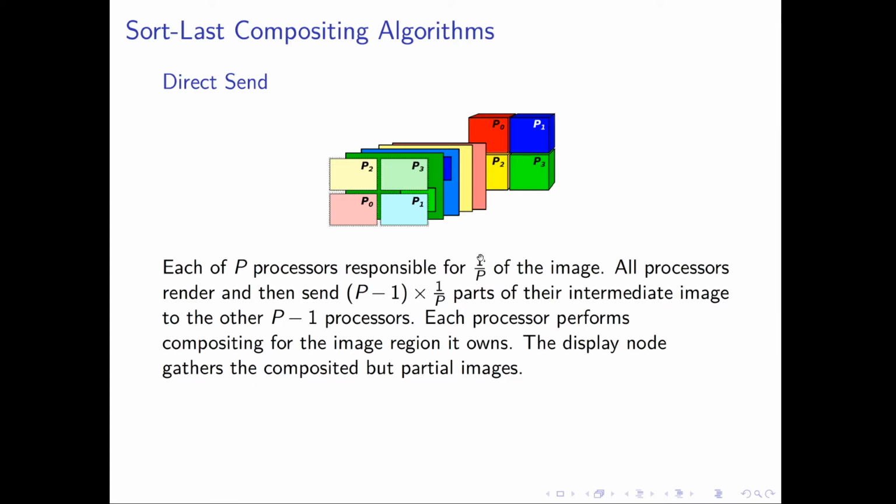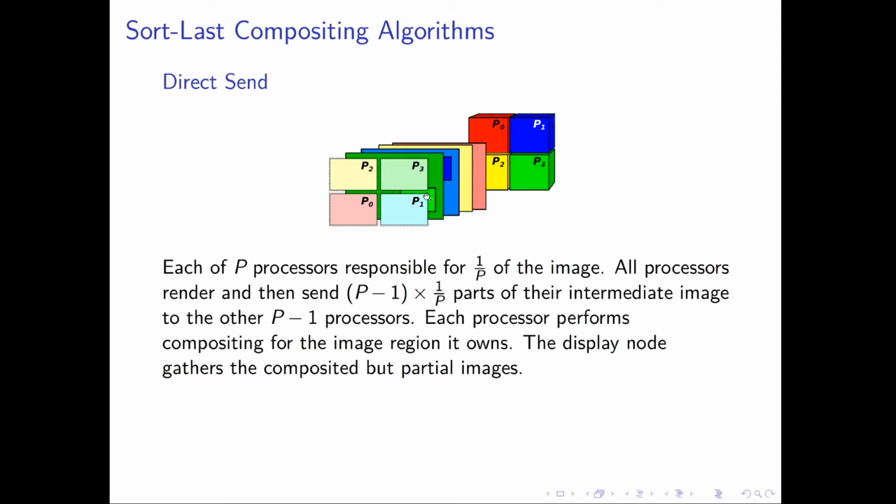So that means that each processor is responsible for 1 over p parts of the image, and all processors send p minus 1 times that to all the other p minus 1 processors, because this is just the remaining part of the intermediate image that needs to be sent over the network to the other processors for compositing. And then in the end, what we have is a distributed result, right? Each processor, P0 through P3, holds a part of the image, and that part is fully composited.